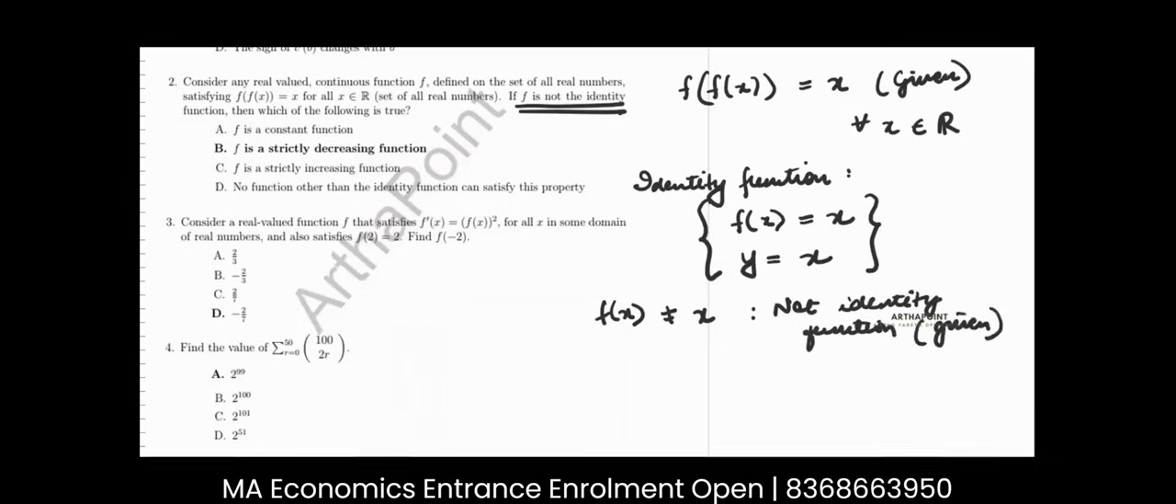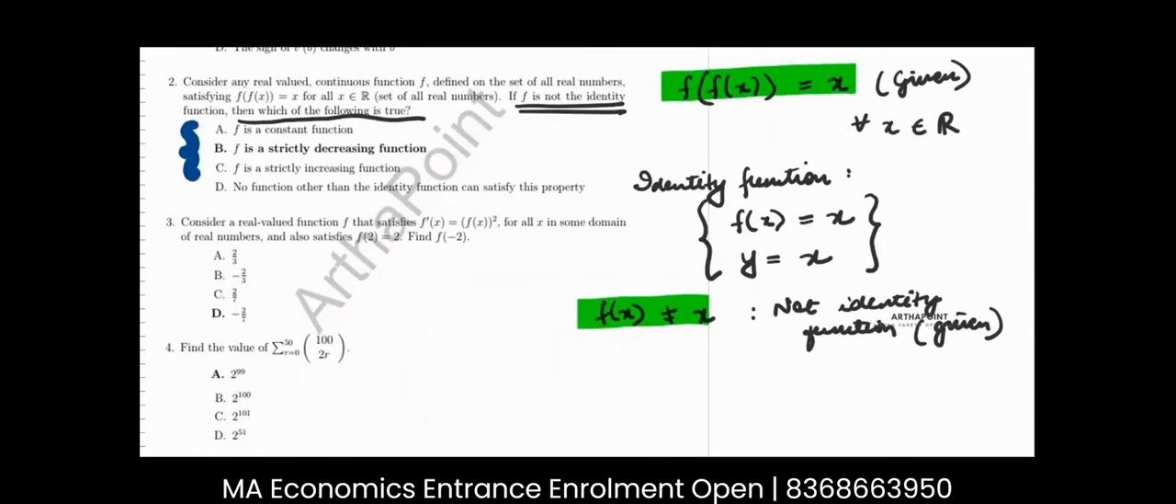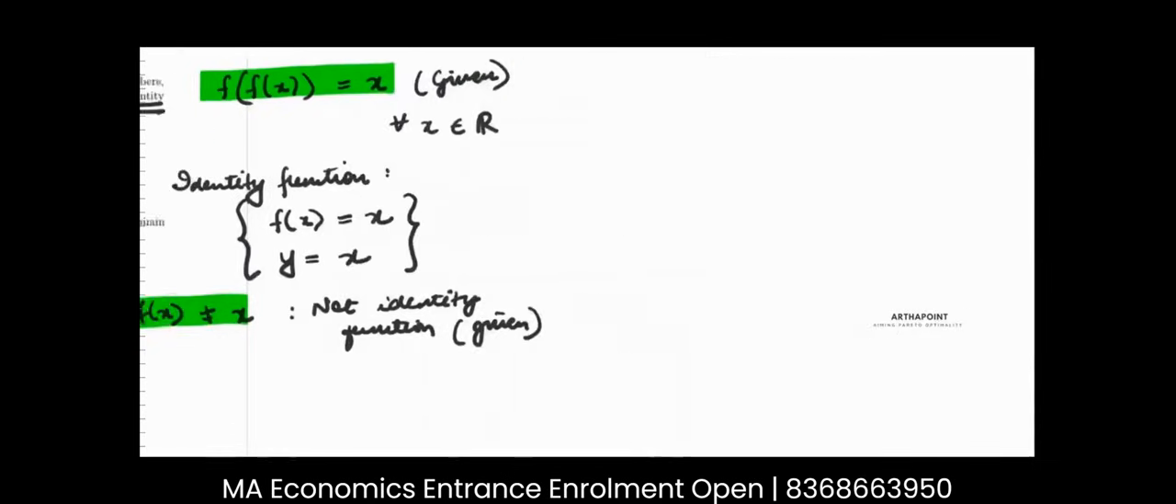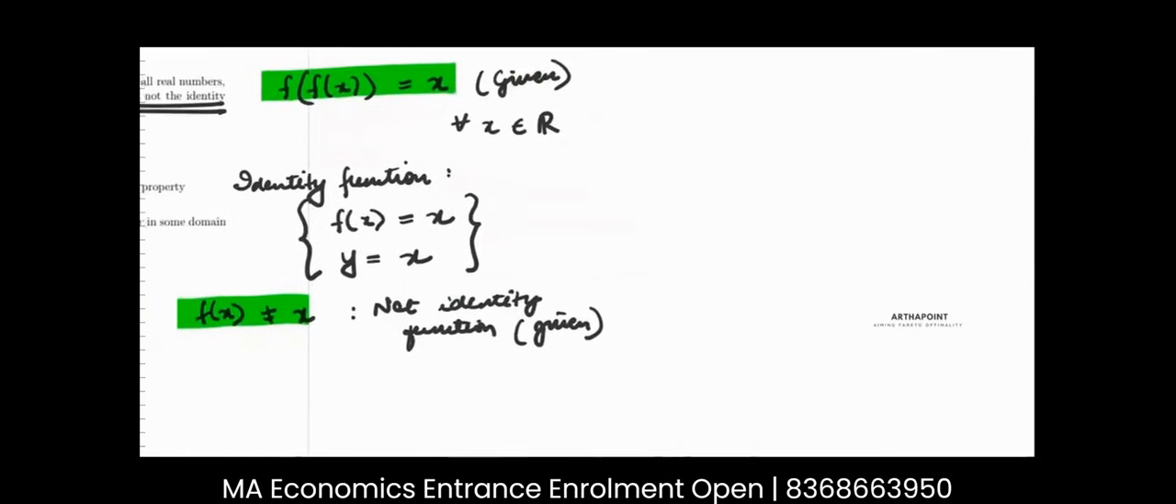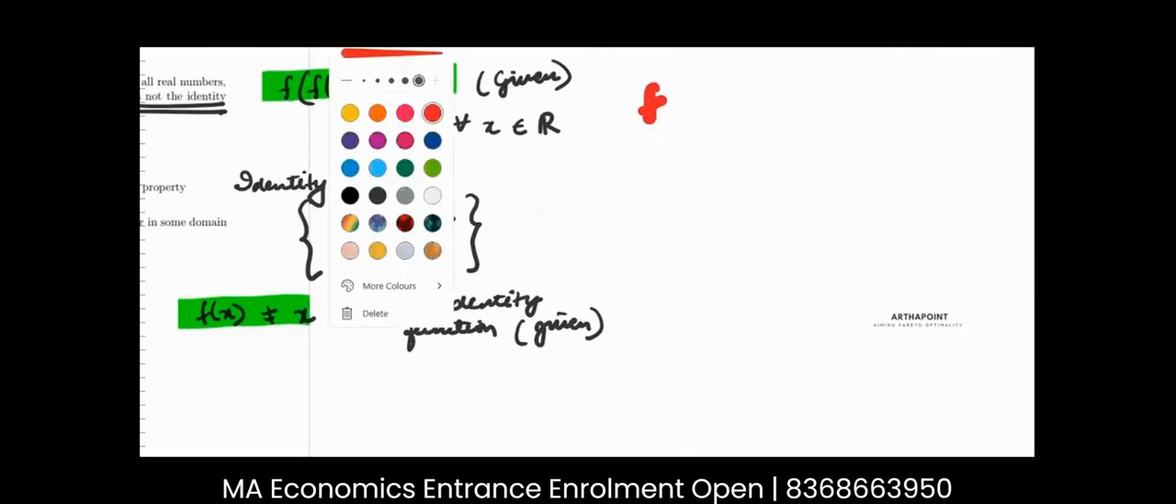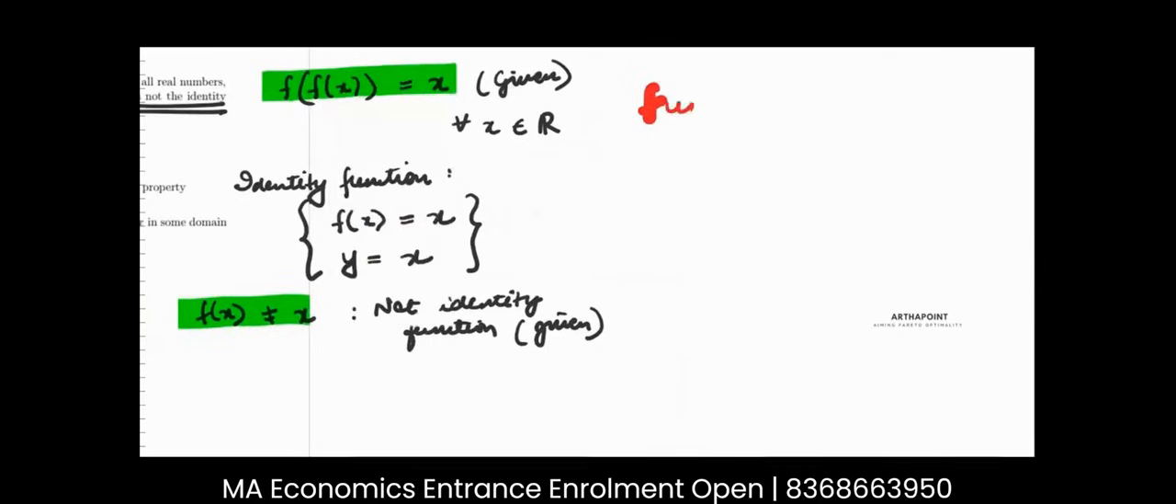Then it says which of the following is true. So two things are given to us. One, f of f of x is equal to x. Second, f of x is not equal to x. Based on this, it is asking which of the following properties is true. Now, to do this, you will always try to formulate a function which will satisfy both of these properties.